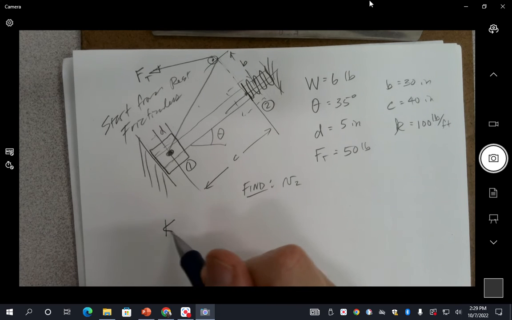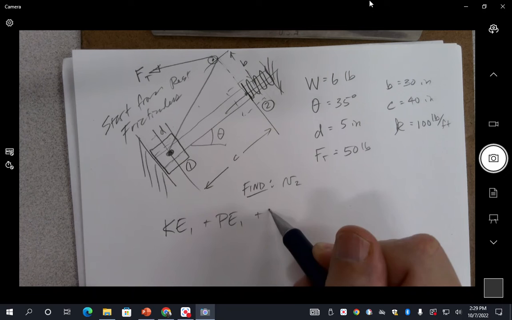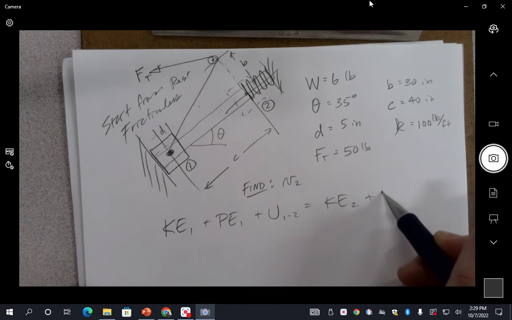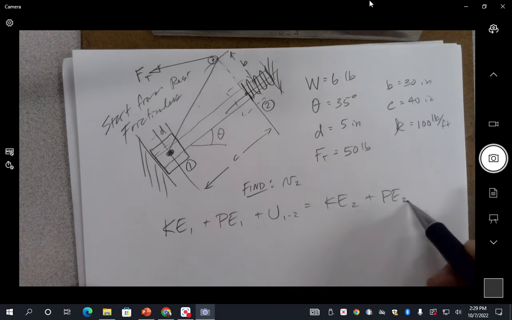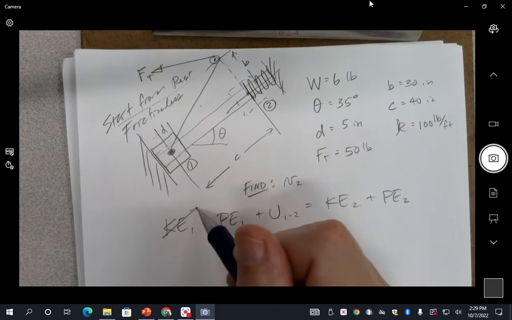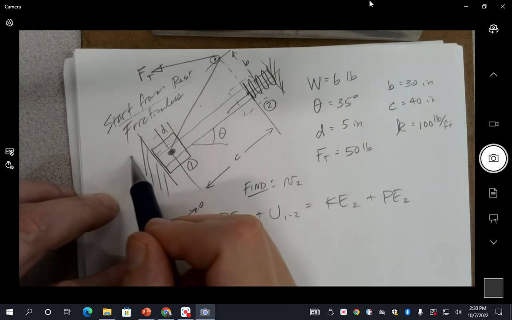But let's talk about some of the particulars and the tricks that might be hidden in here. In terms of our problem-solving strategy, we write that out and then start picking it apart. So what's KE1? 0. It starts from rest. What about PE1? Couldn't that also be 0? Yeah, so that's a good place for the datum, right?